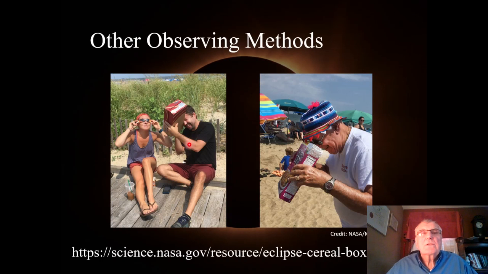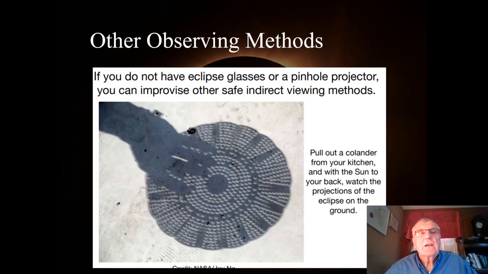And so some other ways to observe it. Obviously, you have the glasses. This is a shoebox viewer. It's made the same way as a cereal box viewer. This is a NASA website that'll show you how to make a cereal box viewer. Later on, I'll give you a website. It's actually done by Post. Of course, they want you to buy their cereal. It shows you how to do that.